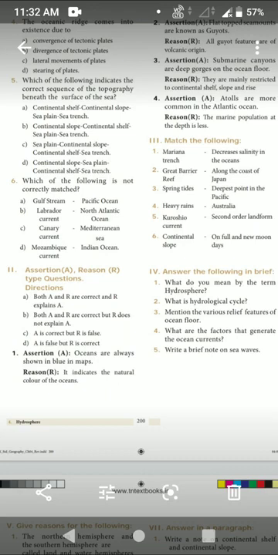So, write a brief note on sea waves. Here, of all the movements of the oceans, sea waves are considered to be the strongest.